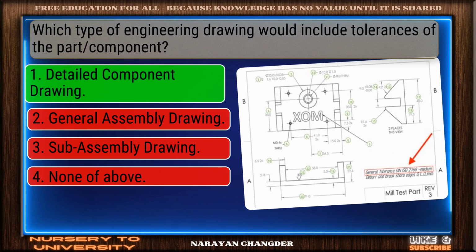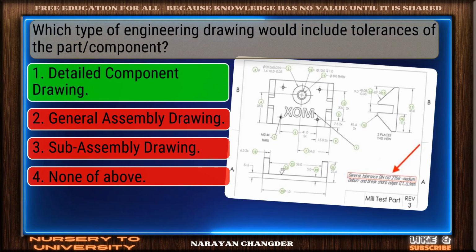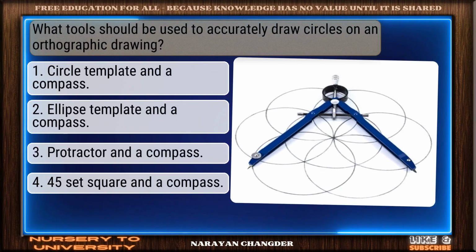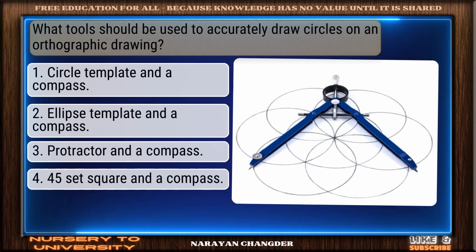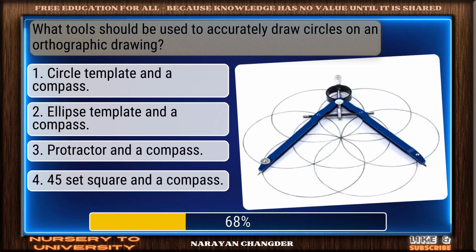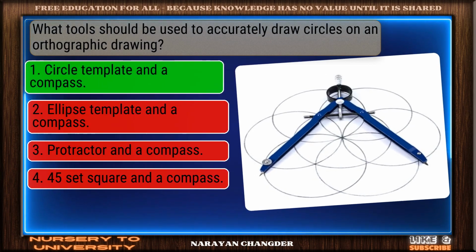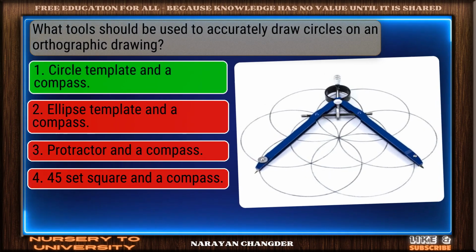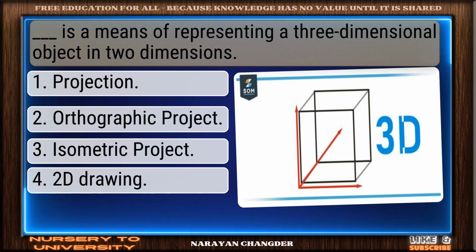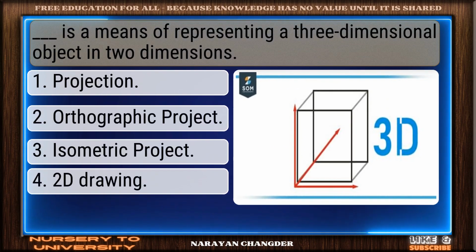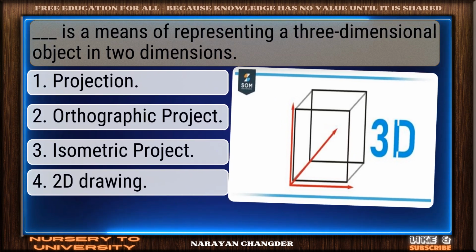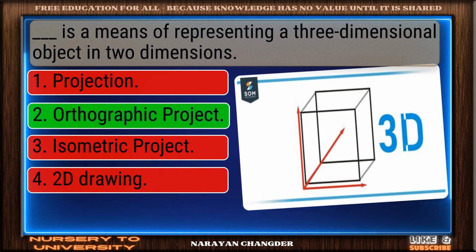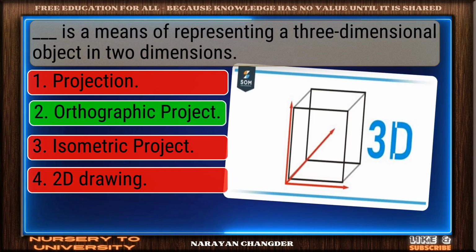You're right. Detailed component drawing is the correct answer. What tools should be used to accurately draw circles on an orthographic drawing? Well picked. Circle, template, and a compass is the correct answer. Dash is a means of representing a three-dimensional object in 2 dimensions. Sharp thinking. Orthographic projection is the right choice.